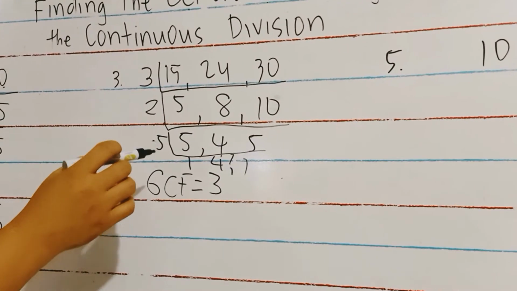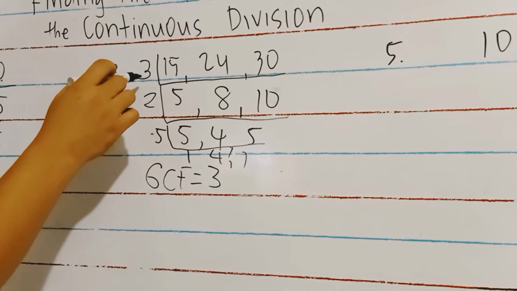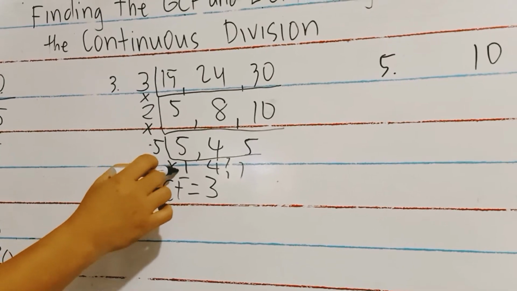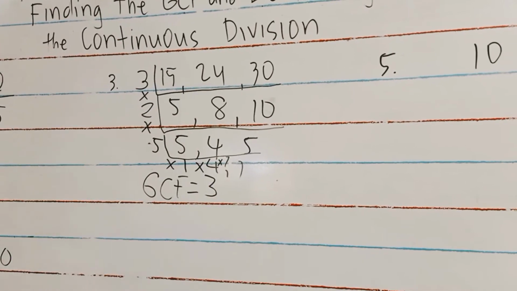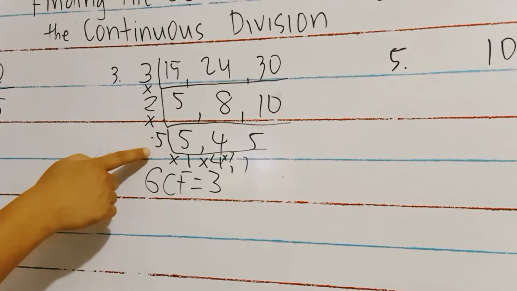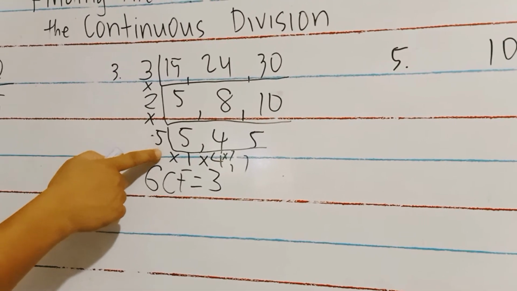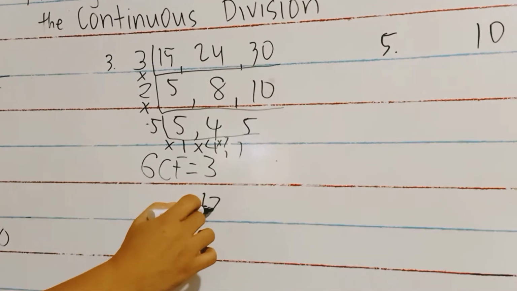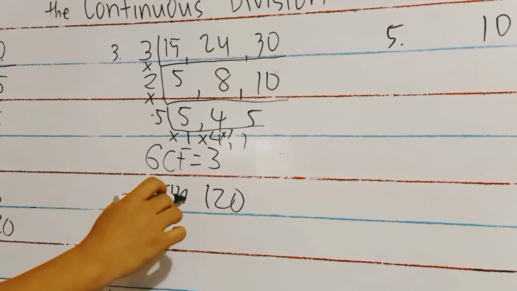Okay? So, we will multiply all the mga numbers na natira. 3 times 2 times 5 times 1 times 4 times 1. 3 times 2 is 6 times 5 is 30. 30 times 1 is 30. 30 times 4 is 120. So, LCM pa rin is 120.